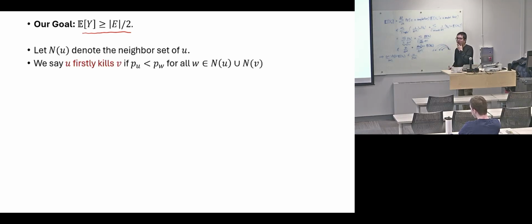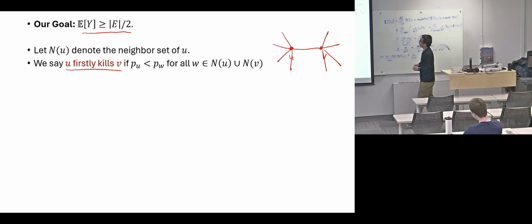Here is an important definition. We say that u firstly kills v if, let's say u is here and v is here, the priority of u is before everyone here. Basically, if u is before all the neighbors of u and the neighbors of v.